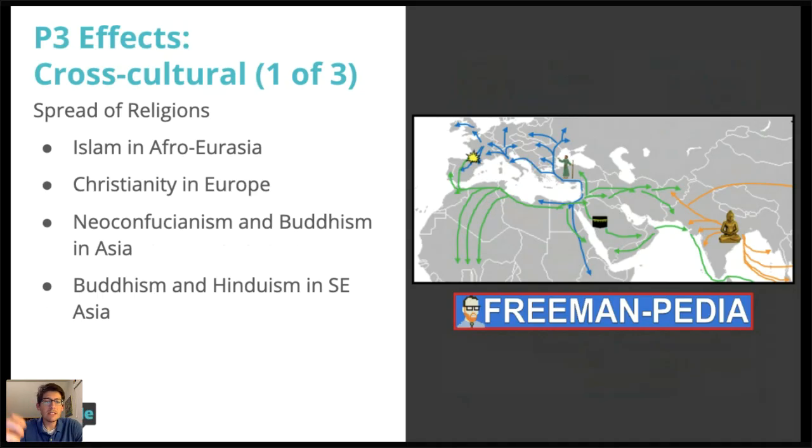So Islam is going to spread across our regions. It begins in the Arabian Peninsula. By the end of this time period, Islam is found everywhere from South and Southeast Asia to Sub-Saharan Africa to Spain.